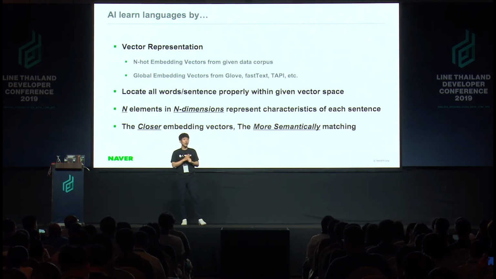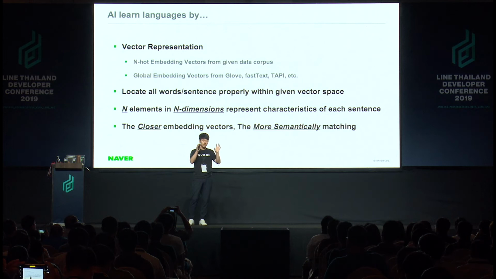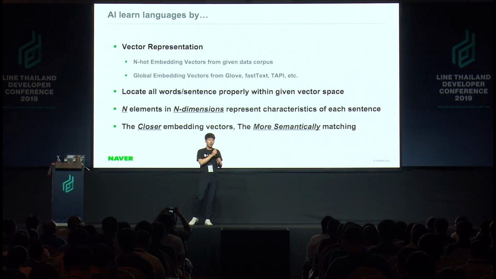So I think AI learns languages by their vector representation. There's a large vector space, and each sentence is located at its own place, so that each sentence represents its own meaning. The closer the embedding vectors are to each other, the closer their meanings are.